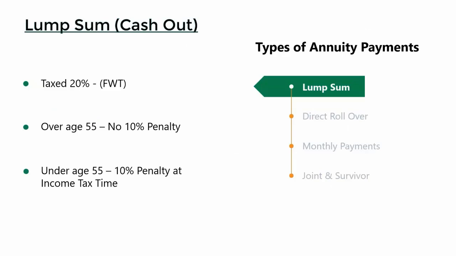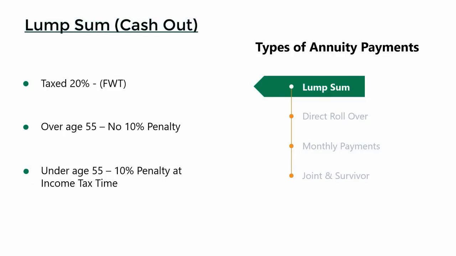Now, let's look at payment options under the annuity plan. If you're a married participant, you will have 4 options. If you're a non-married participant, you will have 3 options. The first option is a lump sum cash out. For easy math purposes, hypothetically, say you have $100,000 in your annuity account and you choose this option, we have to tax it at 20% right off the top, and we would send you a check for $80,000.